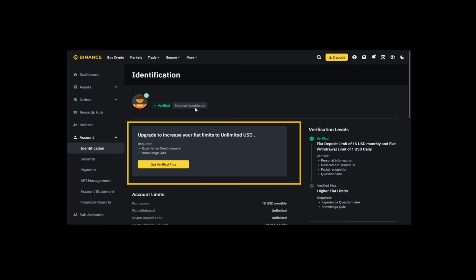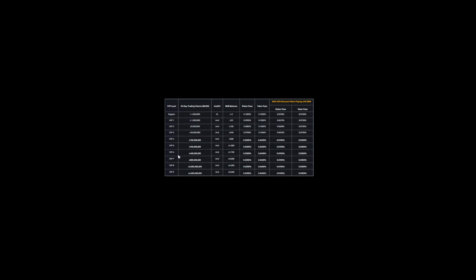For those of you who are high-volume traders or hold significant amounts of BNB or trading volume, there's another way to unlock even higher withdrawal limits. That's by achieving VIP status. As a VIP member, each level provides an increasing capacity for withdrawals in BUSD, Binance's own stablecoin. Starting with VIP levels 0 through 3, you can withdraw up to approximately 8 million BUSD spot per day.